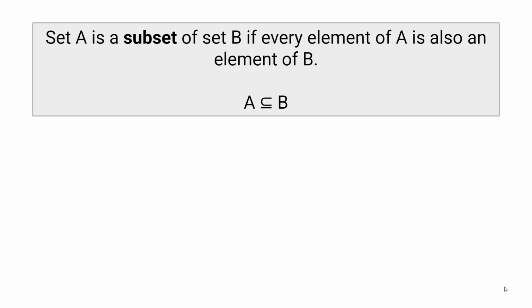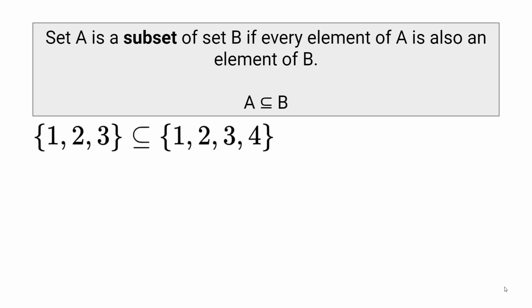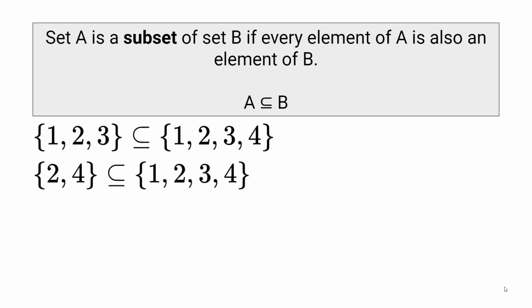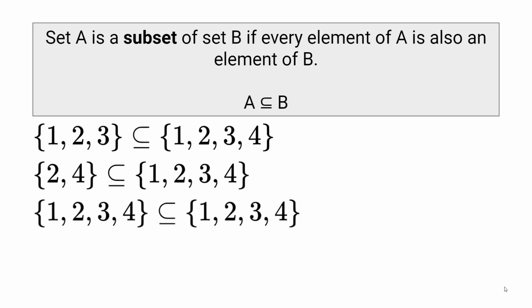So for example, the set {1, 2, 3} is a subset of the set {1, 2, 3, 4}, and so is the set {2, 4}. Even the set {1, 2, 3, 4} itself is a subset of {1, 2, 3, 4} because every element of the set on the left is an element of the set on the right. This means that every set is a subset of itself.